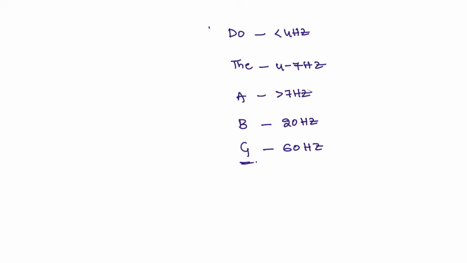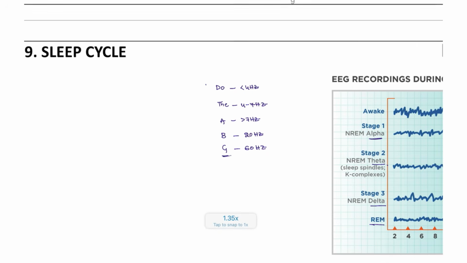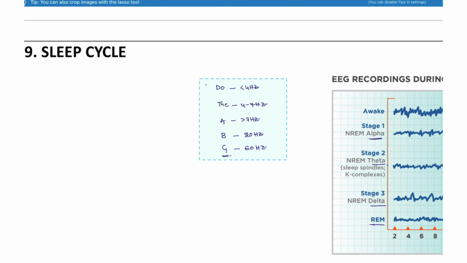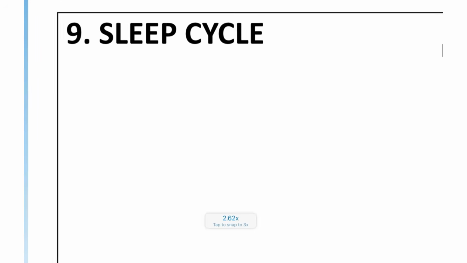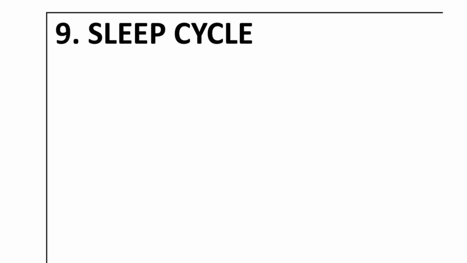Okay, and gamma is known as highly concentrated. For example, now you are reading, this is the 60 Hertz that you are going to see in your brain. That is what the gamma waves are, right? This can be remembered. Next, coming back to the sleep cycle, how the sleep cycle is generated.